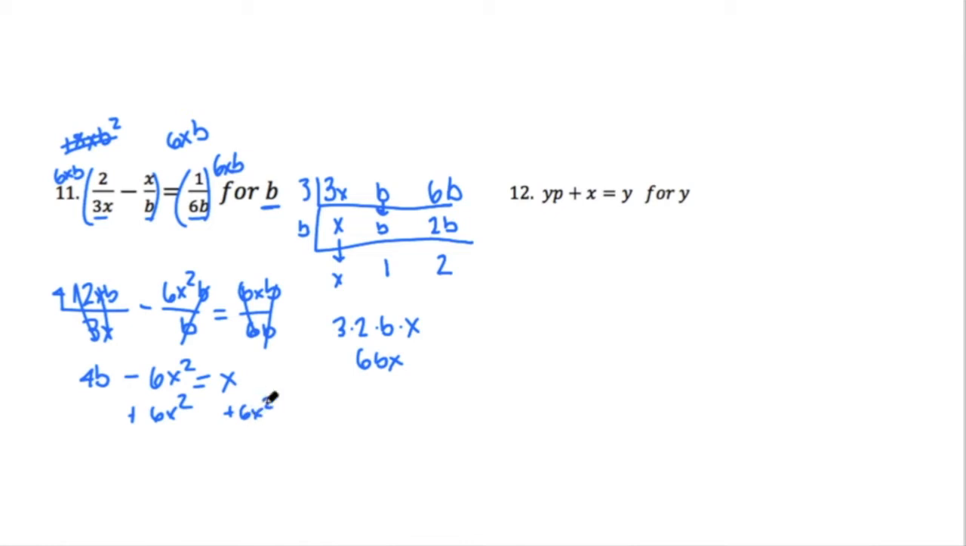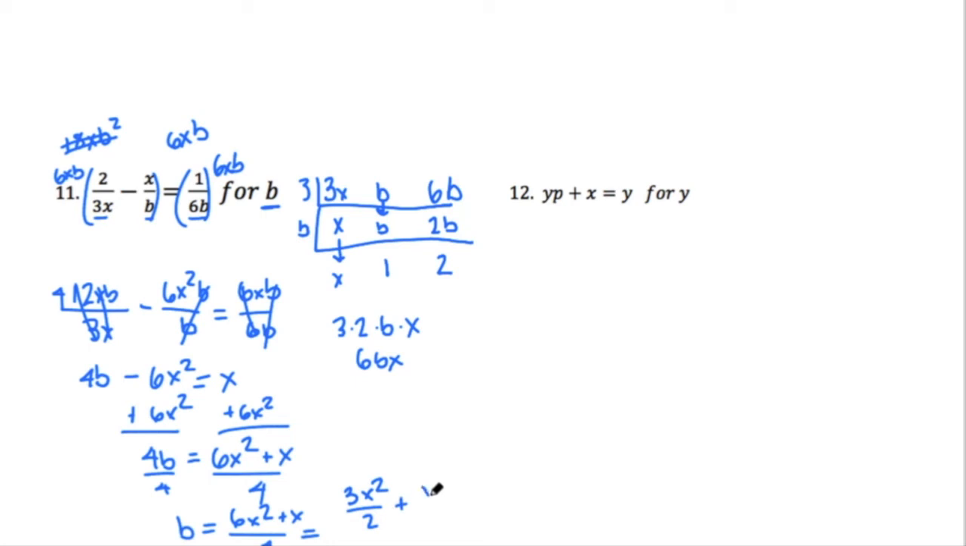Now, 6x squared, these are x squareds and x's. They're not like terms, so we're not going to combine those two together. So we're just going to write them next to each other. Sometimes it's nice to put the x squared term first. That's more of our standard form. So 6x squared plus x, and then we just have to divide by 4. And so we get b is equal to 6x squared plus x over 4, and that would be equivalent to 3x squared over 2 plus x over 4. But either way is totally fine.